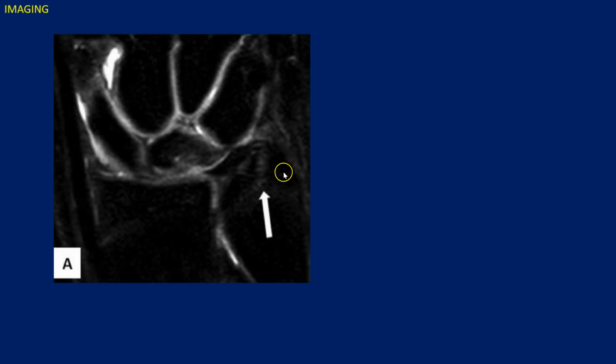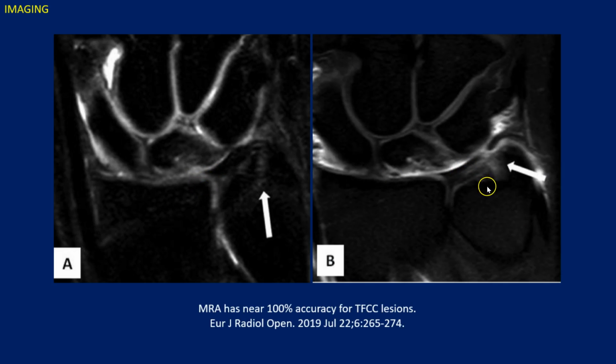Here's a non-contrast MRI of the wrist showing an intact triangular fibrocartilage complex coming from the fovea of the ulna here over to the radius here. Same patient, essentially same location, with a post-contrast MR arthrogram, now more clearly showing degenerative tearing of the mid-substance of the triangular fibrocartilage complex. So MR arthrography has been studied and shown to have near 100% accuracy for TFCC lesions. It's not perfect, but it's the best imaging modality that we have.